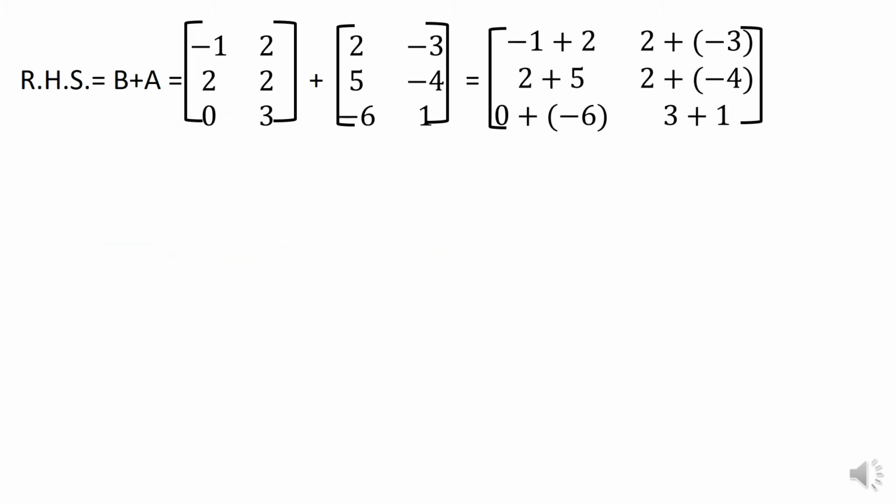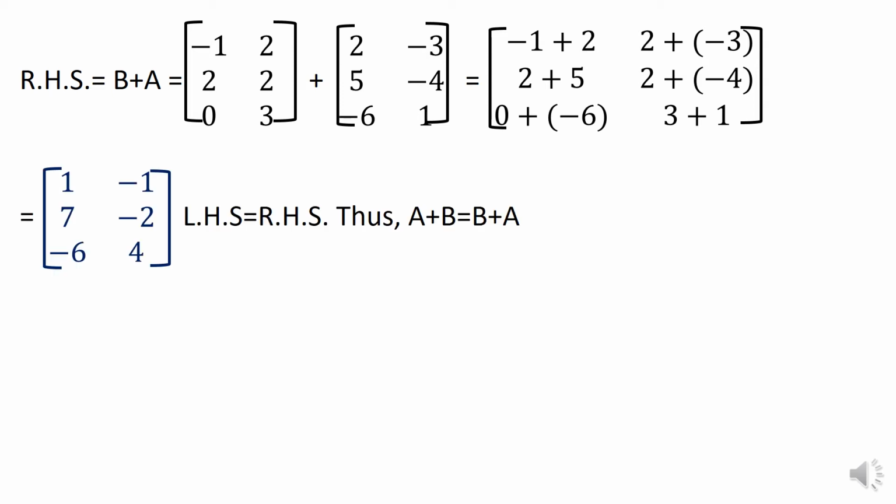Then, continuing with the RHS. On the RHS, we do B plus A. That means we write B first and then A second. And we do the same method of addition. Of course, we are going to get the same answer because matrix addition is commutative. That means A plus B will give the same answer as B plus A.